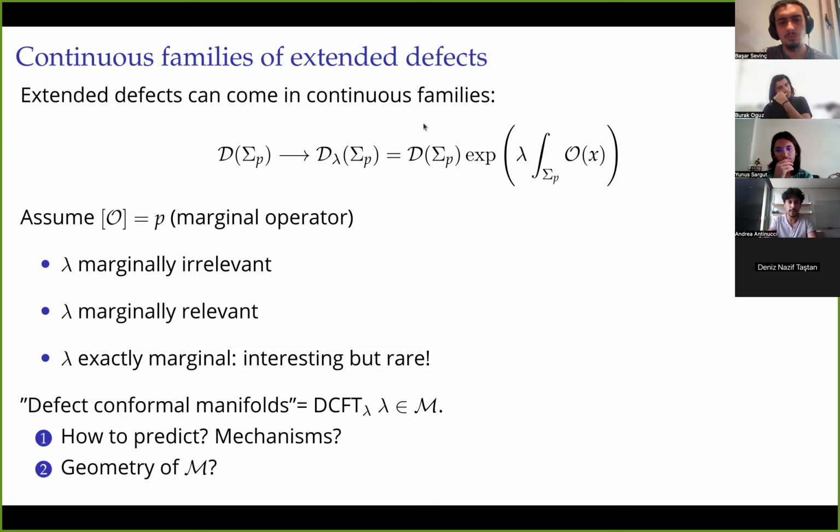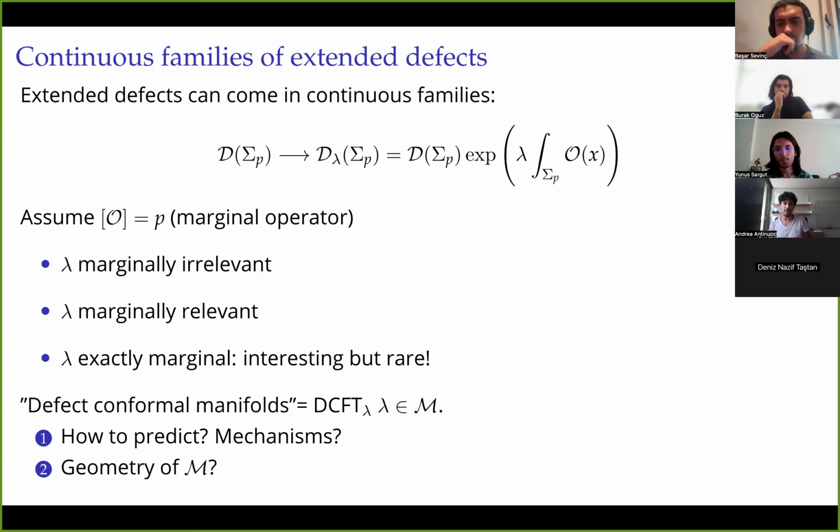And why is that the case? You can understand it in this simple example. Very naively, you can take one extended defect, then you can take one bulk local operator, and you can modify the defect by integrating this bulk local operator with a coupling. And you can hope that this coupling is a true parameter that characterizes the defect. However, if you're a little bit more precise, in general, this is not going to be the case because, as you know, in CFT, when you write any coupling, then you have to normalize your theory, you have to normalize your operator, and this coupling will flow.